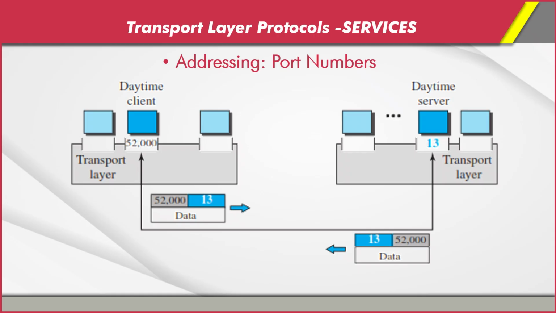The client program defines itself with a port number called an ephemeral, or short-lived, port number. TCP/IP has decided to use universal port numbers for servers. These are called well-known port numbers. There are some exceptions to this rule. For example, there are clients that are assigned well-known port numbers. Every client process knows the well-known port numbers of the corresponding server processes.